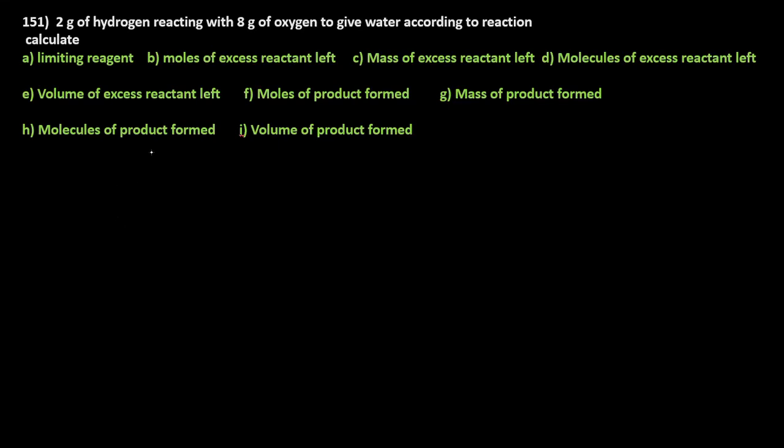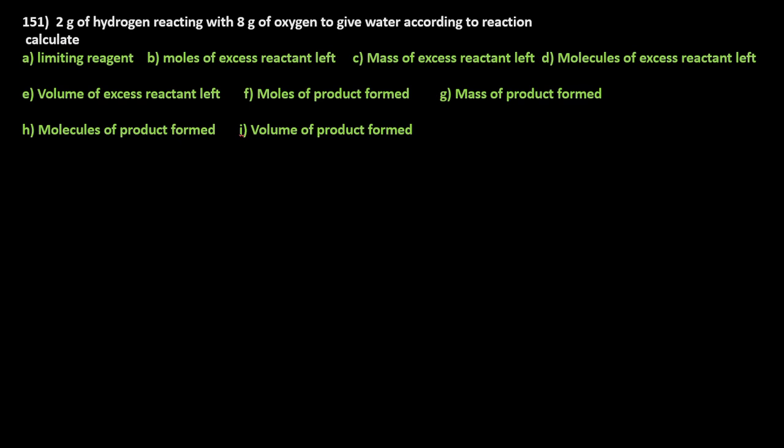Hello students, in the given question 2 gram of hydrogen is reacting with 8 gram of oxygen to give water according to the reaction. Calculate the limiting reagent, moles of excess reactant left, mass of excess reactant left, molecules of excess reactant left, volume of excess reactant left, moles of product formed, mass of product formed, molecules of product formed, and volume of product formed.